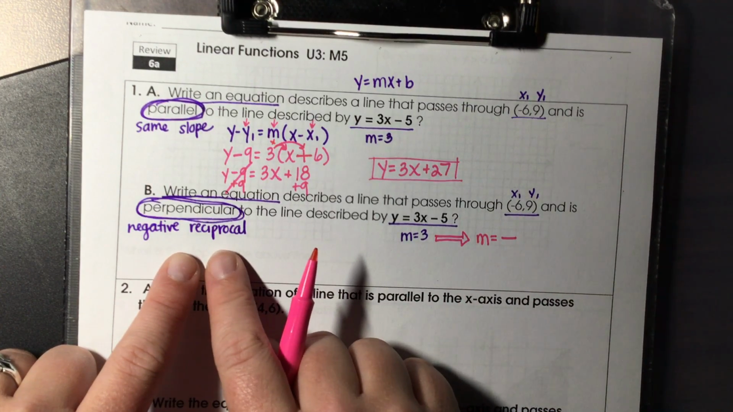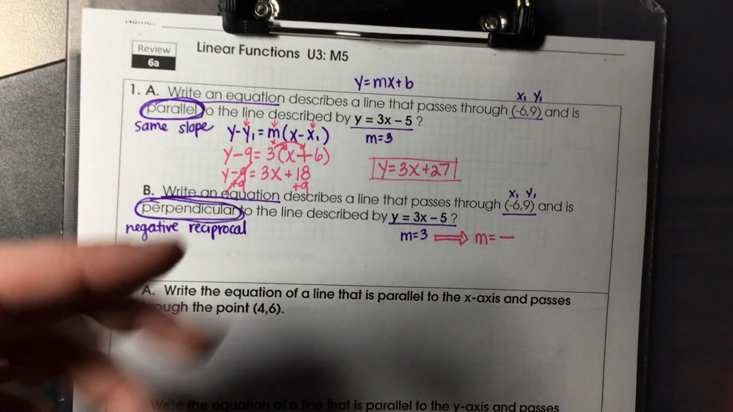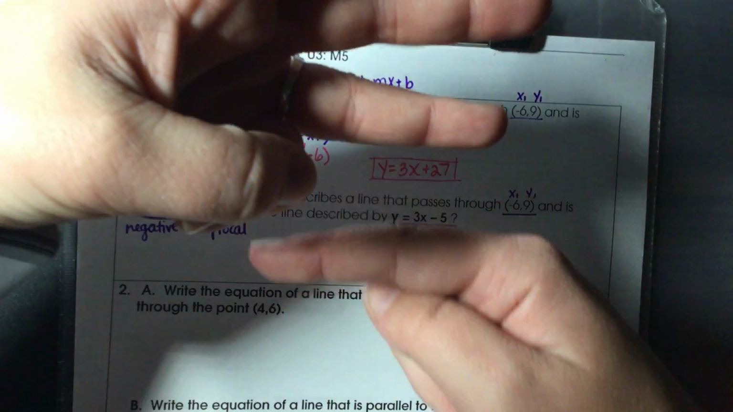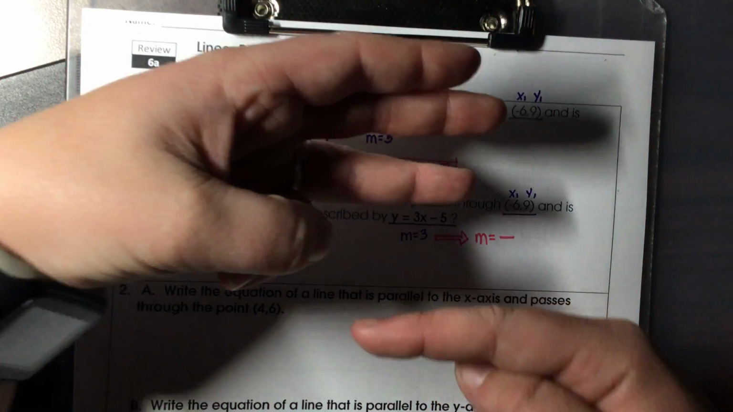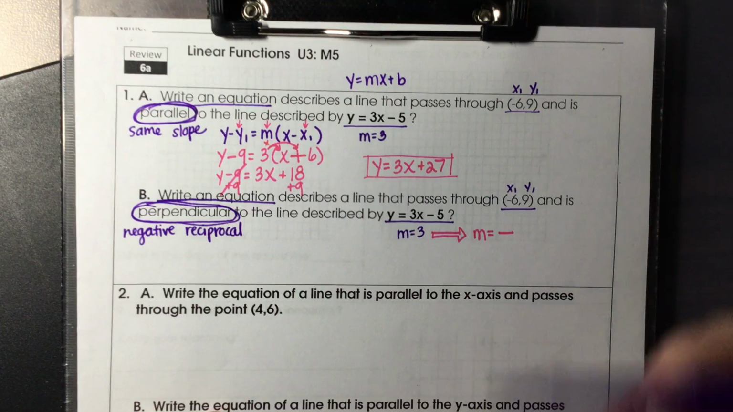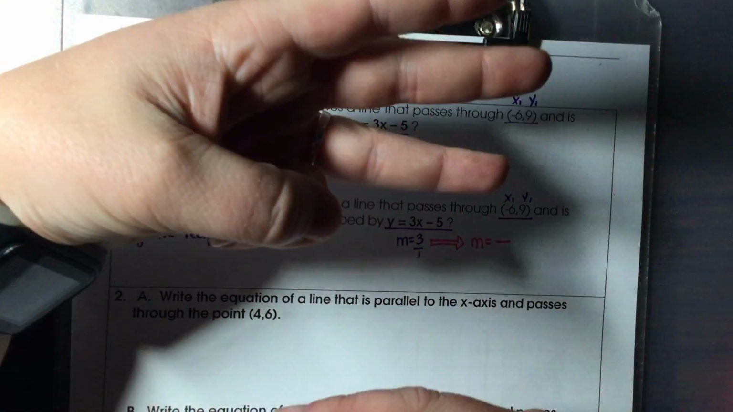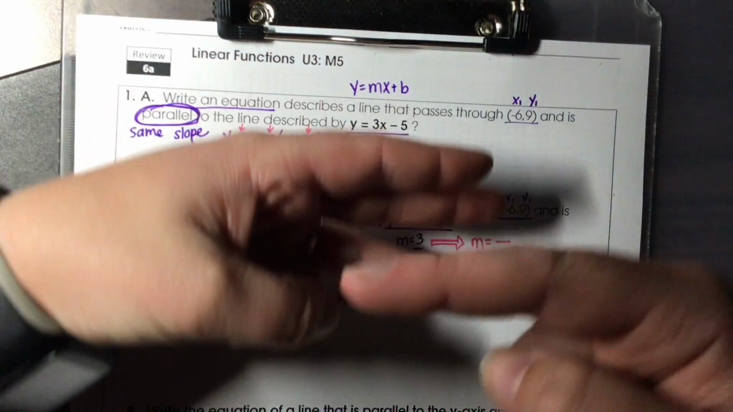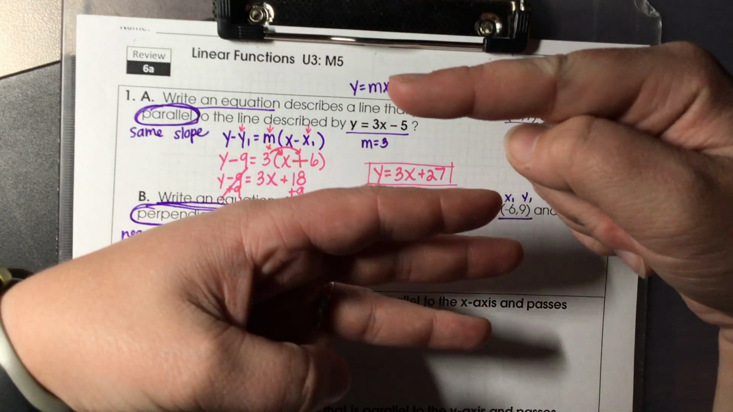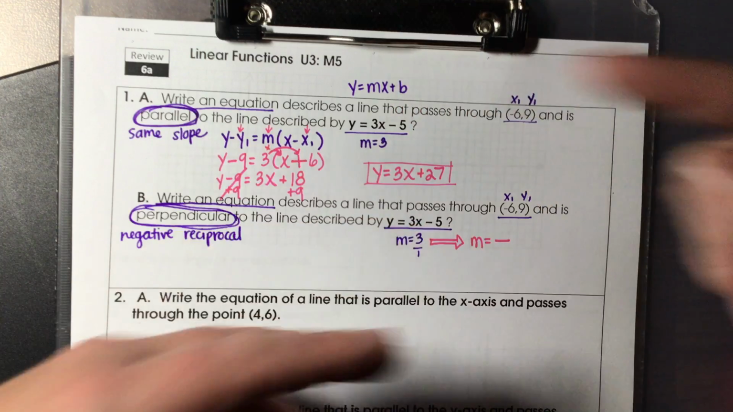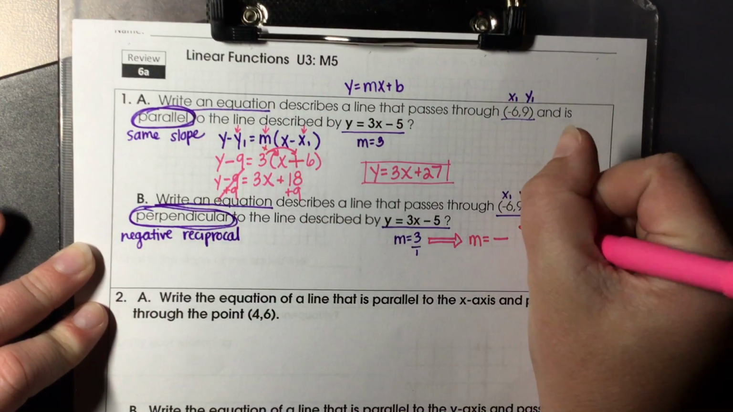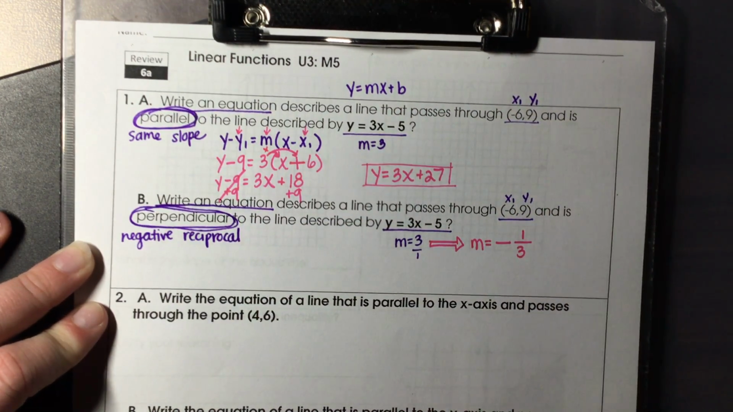All right, it says reciprocal. Okay, reciprocal. Right now I have 3 over 1. Okay, I have 3 over 1 because I know that underneath this 3 here, there's that imaginary 1. Okay, so right now I have 3 over 1. Reciprocal tells me I'm going to flip that. All right, so I now have 1 over 3.